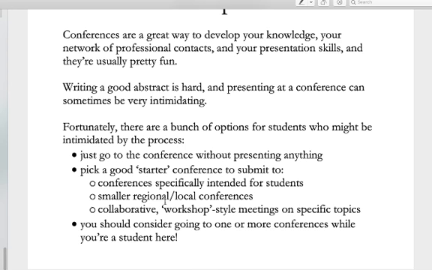Also, ask your professors. They might know about what kinds of conferences are like what. And definitely consider going to one or more conferences while you're a student here, especially, hopefully, later next year, when we'll be back to face-to-face conferences, and this can be a really, really fun thing to do. So I recommend it to everybody.